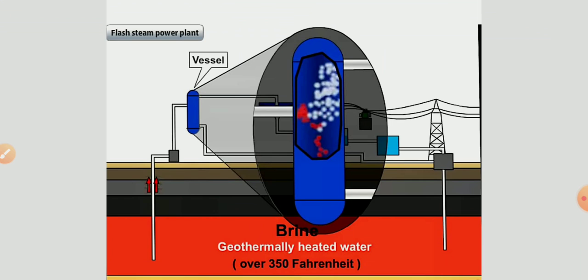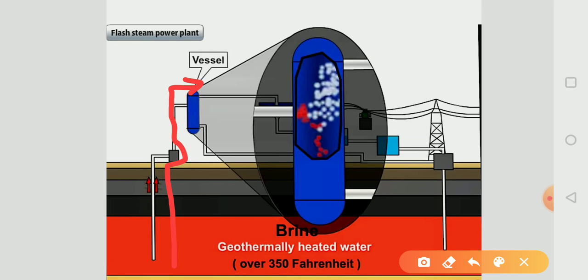This water is called the brine. Overheated water is called the brine. So it is transferred to the vessel where the steam is generated. We can see here it is directly transferred to the vessel. This is the diagram of the vessel.